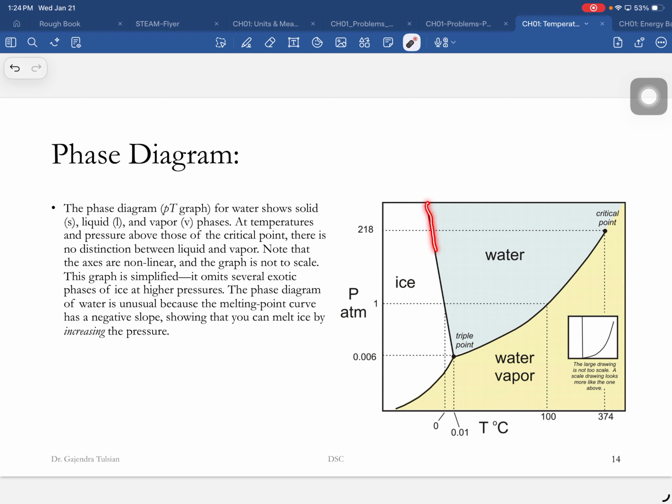And the slope is negative. For most substances, the solid-liquid coexistence curve has a positive slope. So for water, this is a negative slope. And here's an interesting fact because of this. Let's start off with, so this is 0, this is 0.1 degrees. So let's start off with ice at 1 atmosphere at minus 5 degrees Celsius.